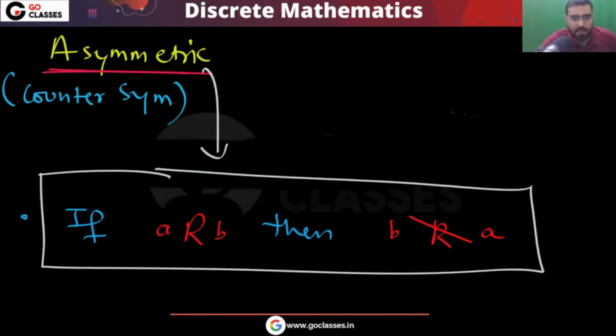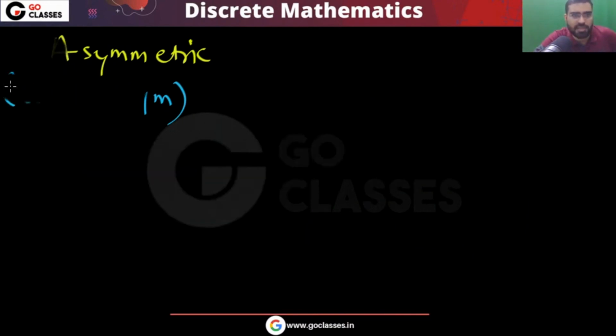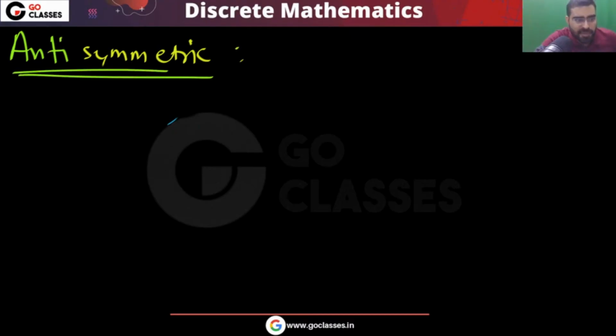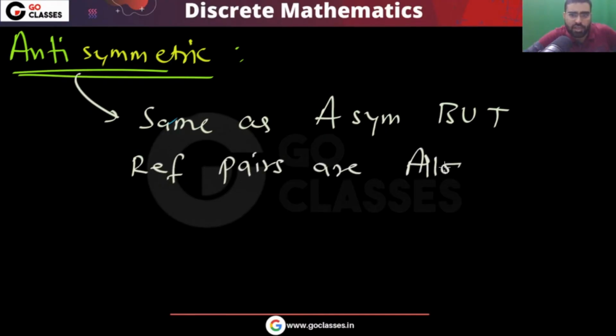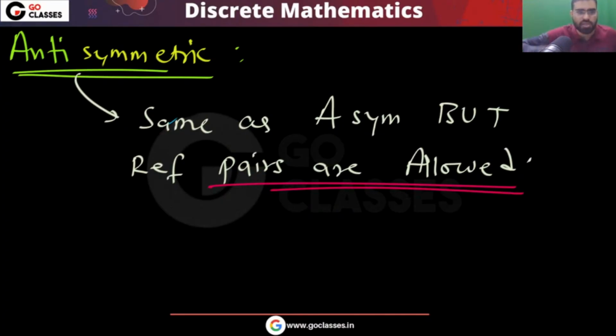This is asymmetric. Now what is antisymmetric? There is something called antisymmetric. What is that concept? Antisymmetric is the same as asymmetric, but reflexive pairs are allowed. Reflexive pairs may be there. We don't care about the reflexive pairs. It may have a reflexive pair.